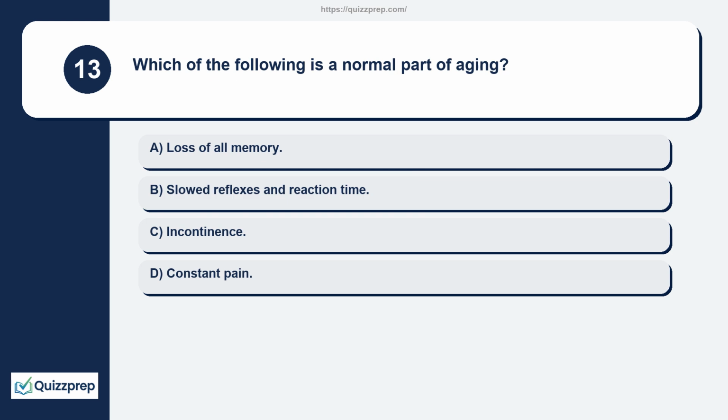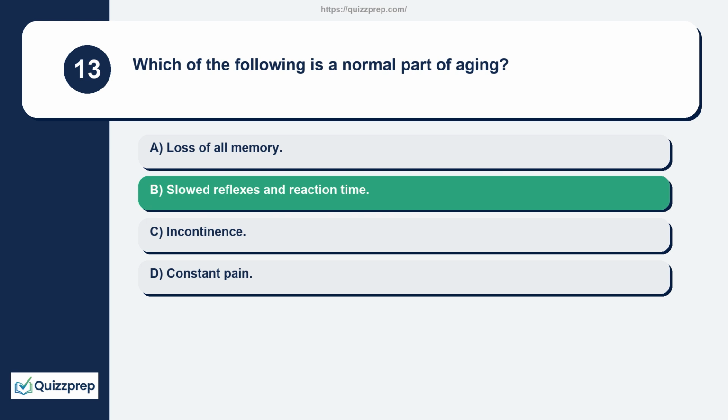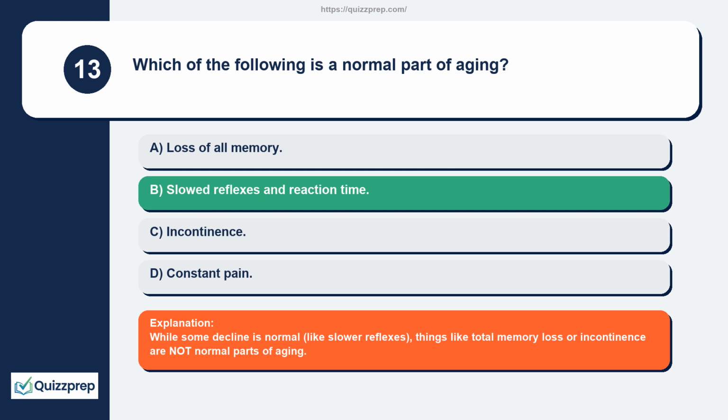Question 13. Which of the following is a normal part of aging? Loss of all memory, slowed reflexes and reaction time, incontinence, constant pain. While some decline is normal, like slower reflexes, things like total memory loss or incontinence are not normal parts of aging.